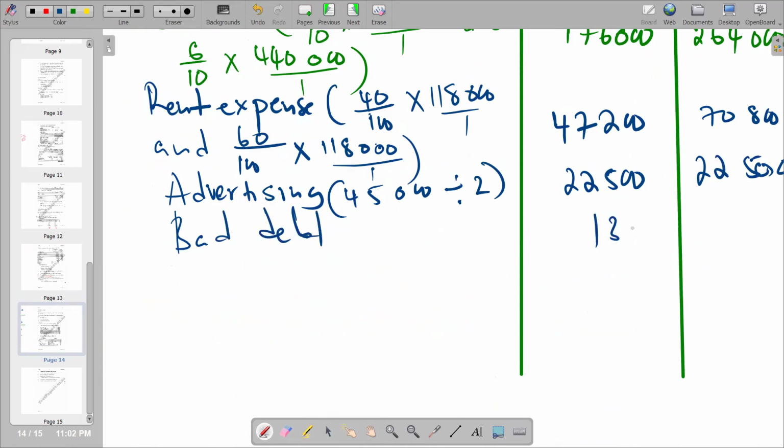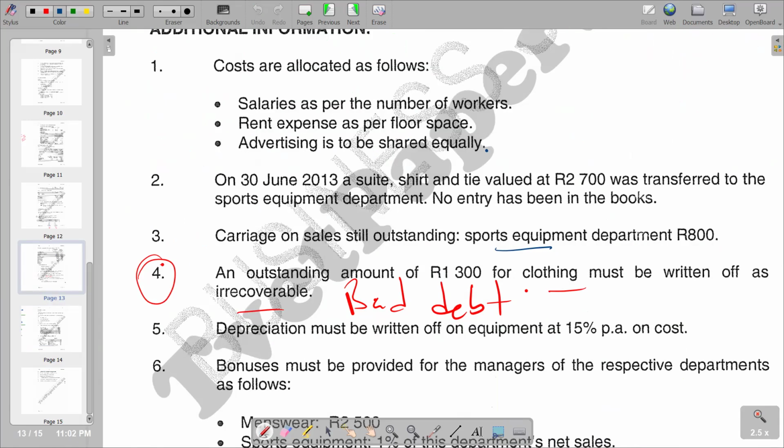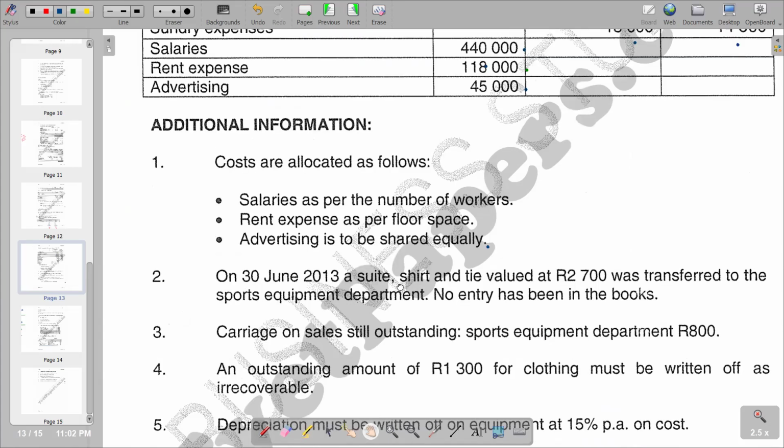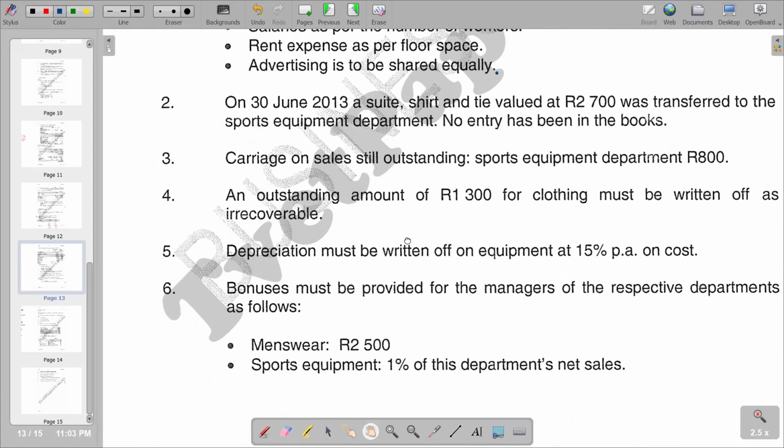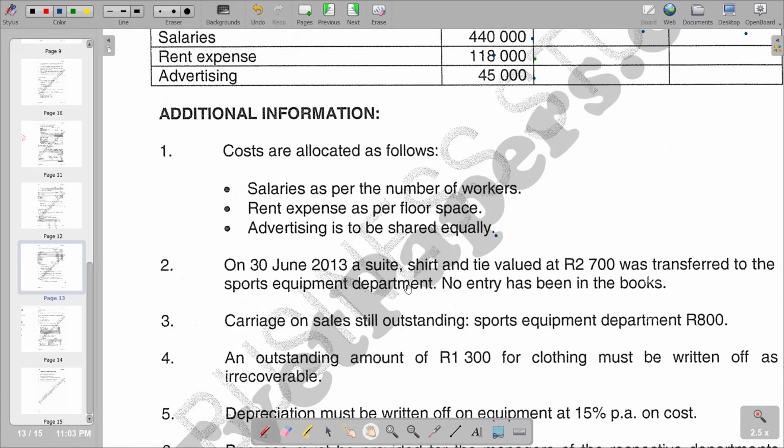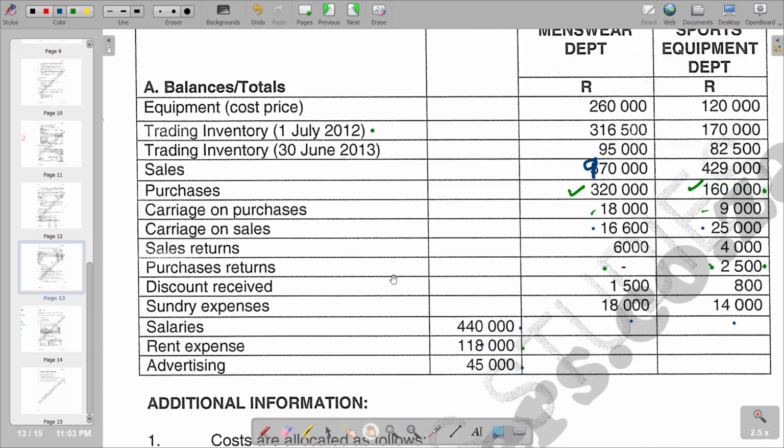Thousand 300, and of course with nothing for the second column. So we go again. Remember, we put the issue of depreciation just beneath that. For depreciation, it reads: depreciation must be written off on equipment at 15% per annum on cost. So very simple. We check for the depreciations that we have for the equipment.